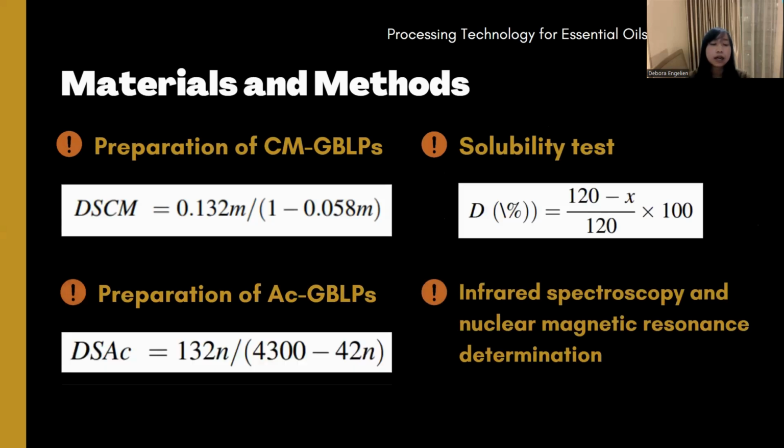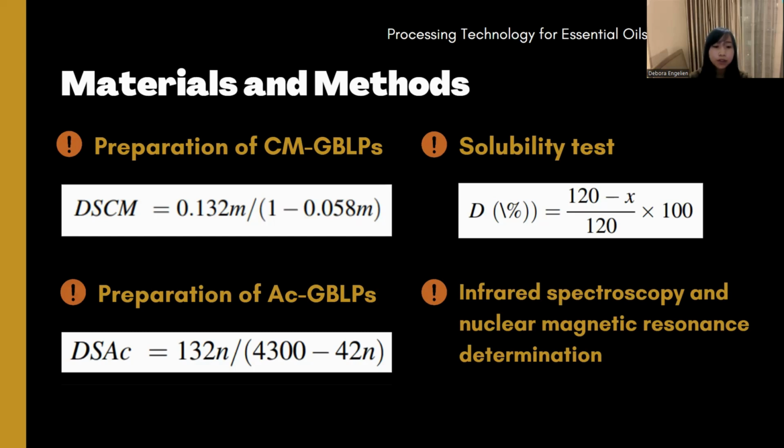There are four tests for this part, and the first one is preparation of CM-GBLPS. Carboxymethylation of GBLPS was slightly modified from the previous method. In this part, 1 gram of polysaccharide was added to 80 milliliters of sodium hydroxide at 20% and stirred for 1 hour to dissolve it fully, and then 80 milliliters of chloroacetic acid isopropanol solution at 1.2 gram per milliliter was slowly added to react at 55 degrees Celsius for 5 hours.